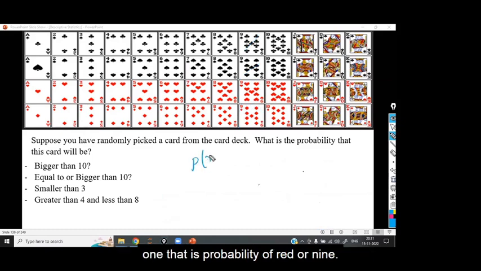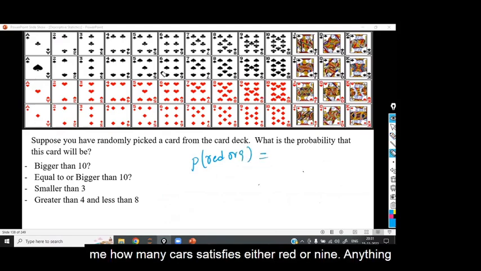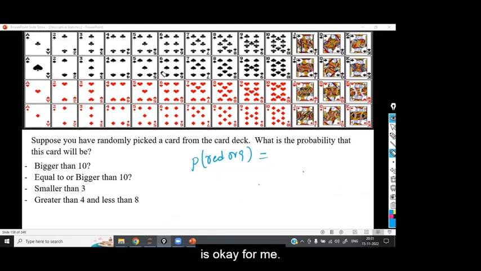Now let us go with the second probability. That is probability of red or 9. Now I want to select out of these 52. Tell me how many cards satisfy either red or 9. Anything is okay for me. How many cards satisfy that?